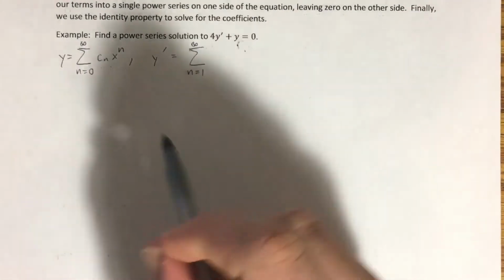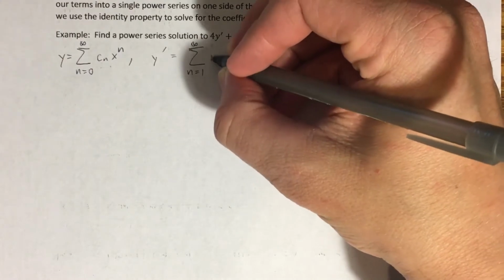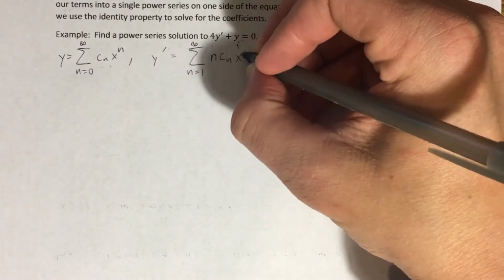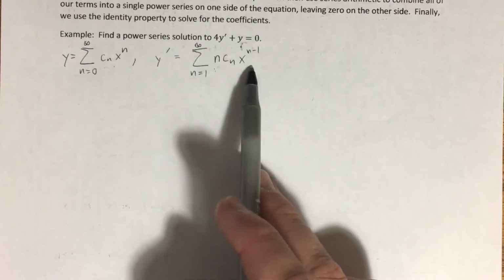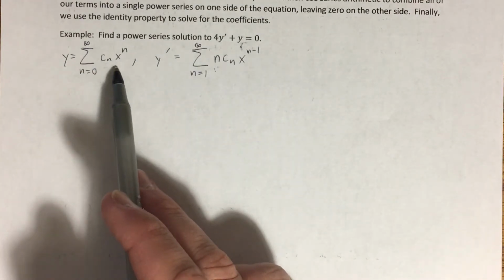Now, if I differentiate this using the power rule, its derivative is going to look like n cn times x to the n minus 1. Remember, cn is a constant. And so this literally is just the derivative of that term.